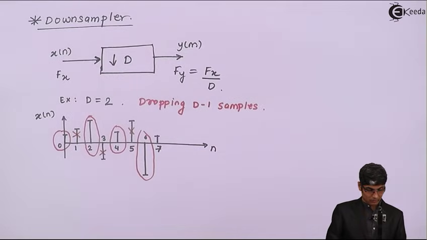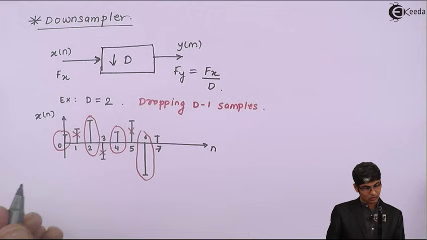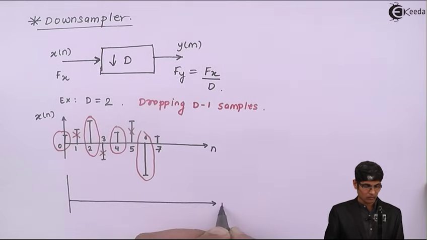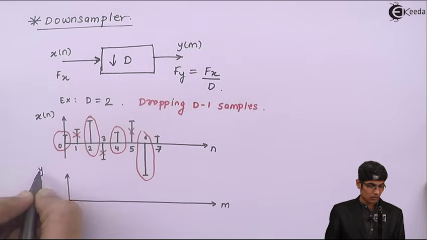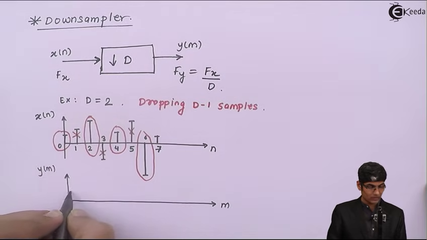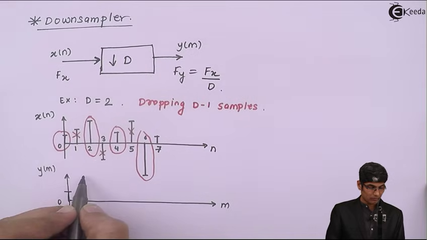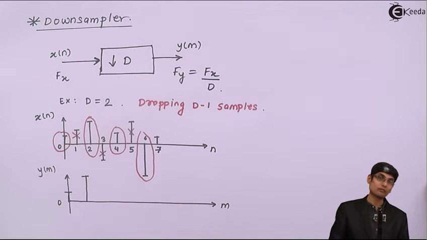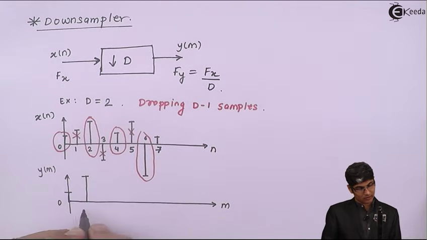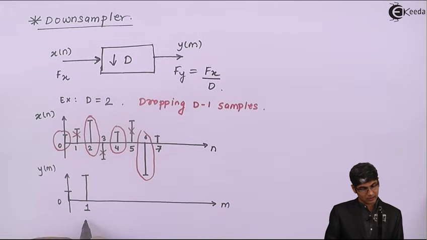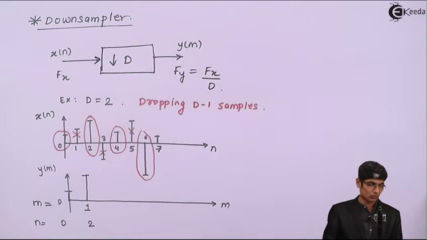So my y of m will be, this is my m, this is my y of m, will have the first sample, which is n equal to 0. Then the second sample will be of 2. Correct? So as far as m is concerned, it is 1, but as far as n is concerned, it is 2. I put it like this: m is equal to values and n is equal to values. Your n is 0, your n is 2.